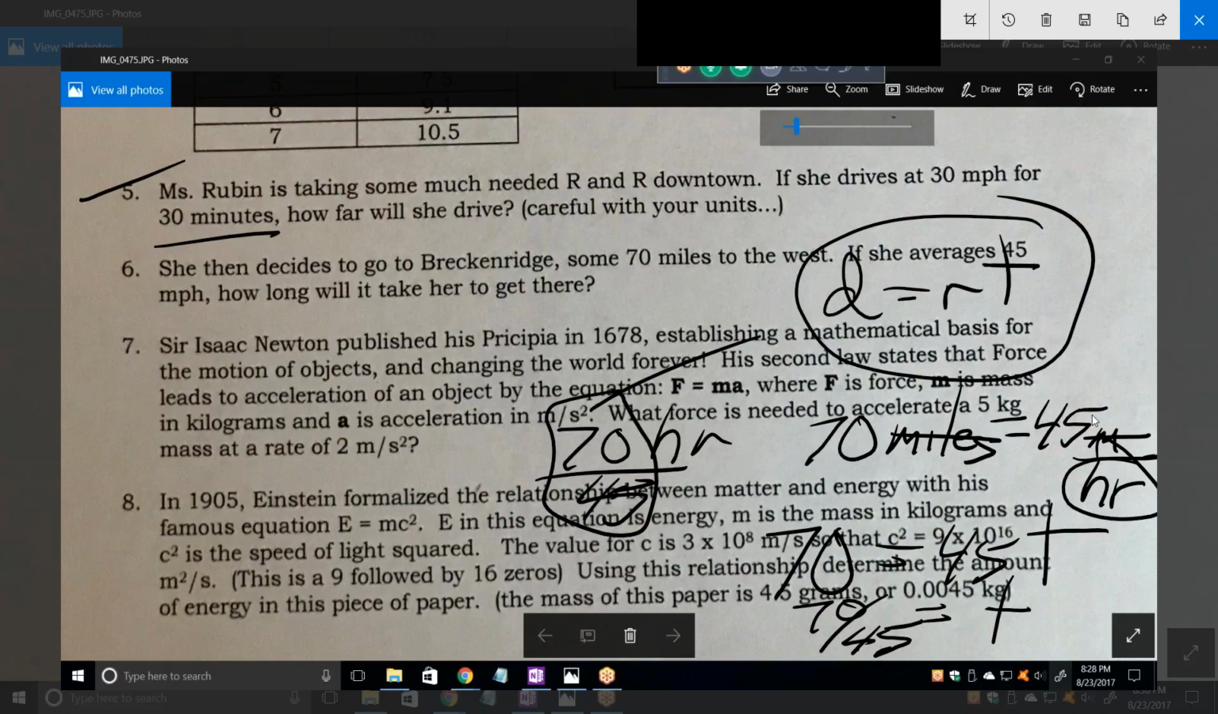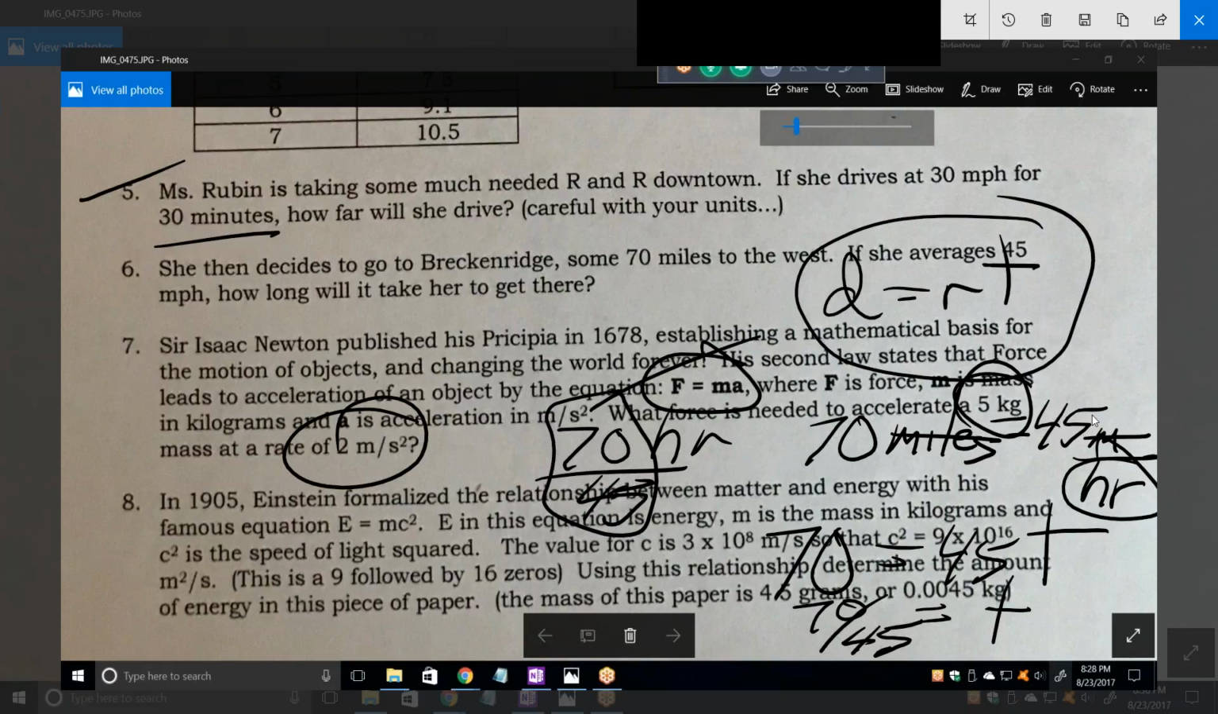Cool. 7's pretty easy. There's the master equation, and they're giving you the acceleration and the mass. There's the mass, 5 kilograms. There's the acceleration, 2 meters per second squared. Fill them in, solve for F. Your units might seem a little strange to you, but it's as straightforward as that. There's really no difficulties there.